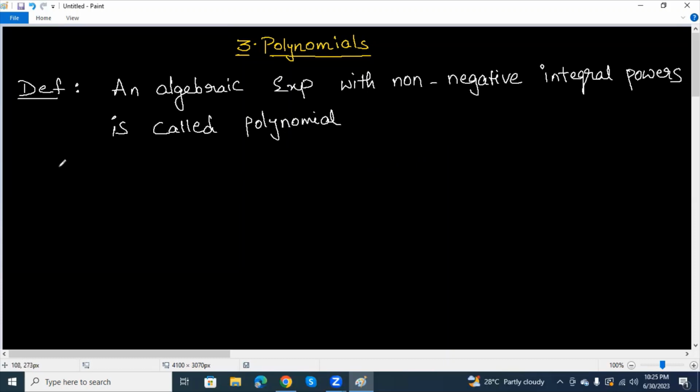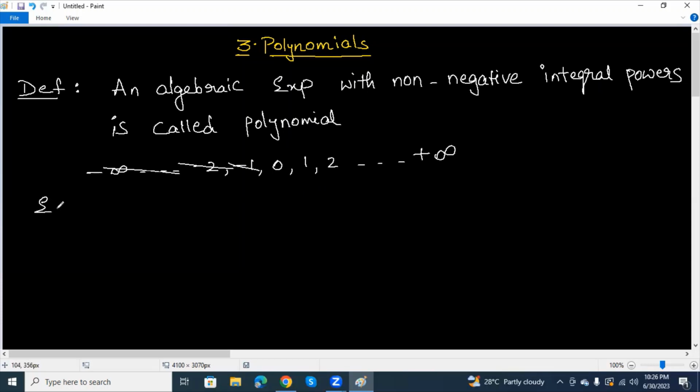Getting into the details, non-negative integral powers means we know all integers. Integers are nothing but from negative infinity to positive infinity, right? So non-negative integral powers: remove these negatives. So all this 0, 1, 2, 3, 4, 5, 6, and so on. An expression which contains all these integral powers is called a polynomial.